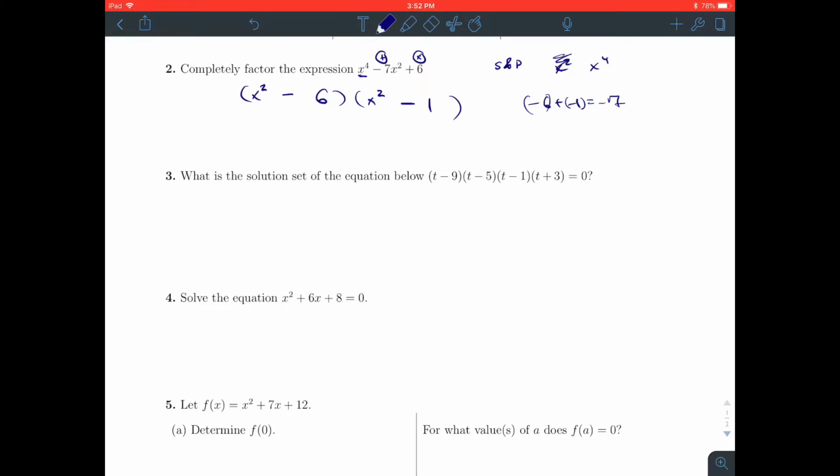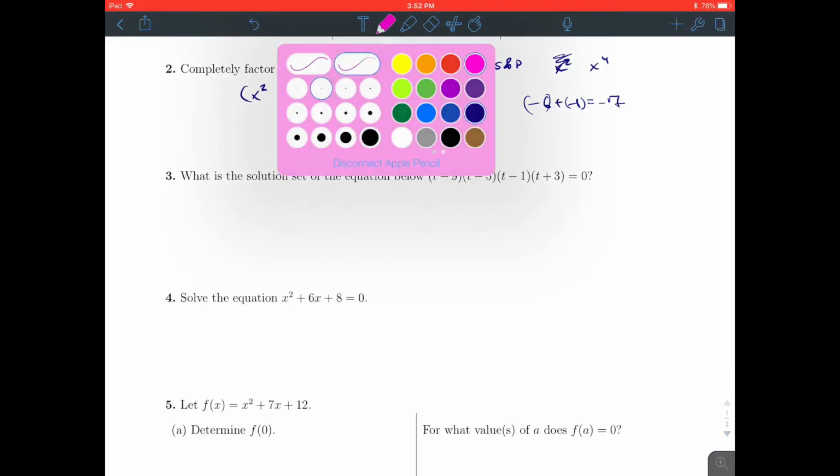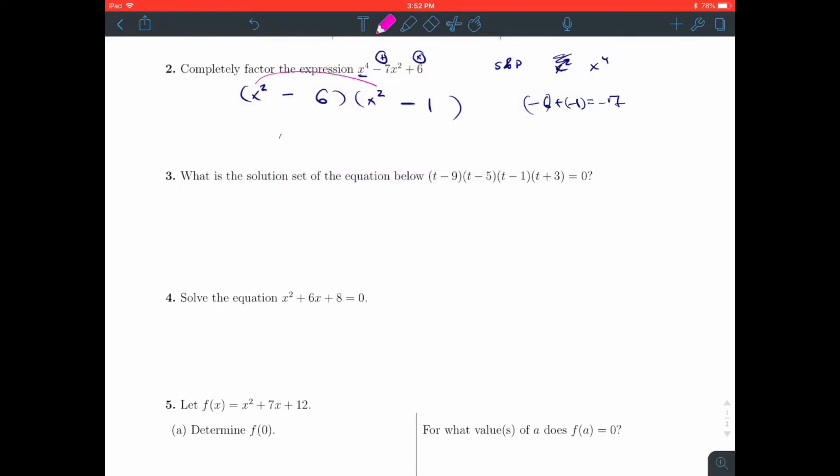And if you distribute it out, this is kind of an extra check you can do. You'll get x to the 4th. Notice that this term and this term both give you x squareds, which combine to make negative 7x squared, as the original had. And then negative times negative here gives you positive 6. So this satisfies the check and also is correct.